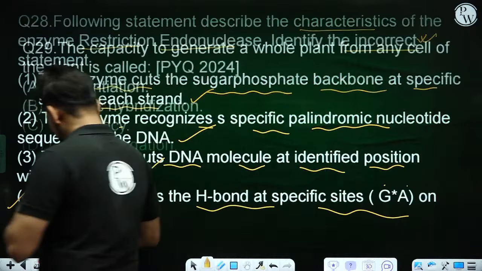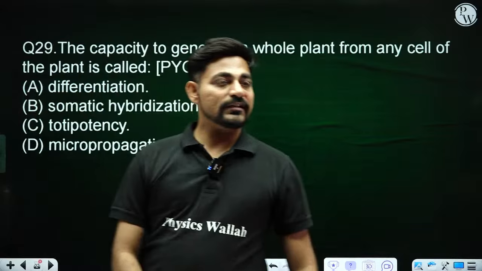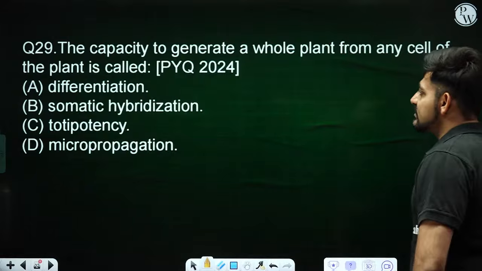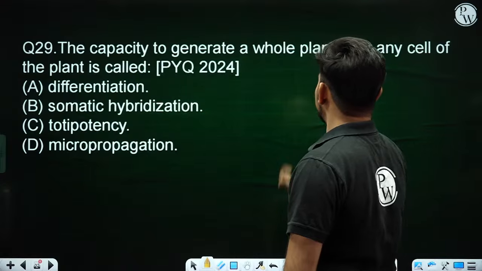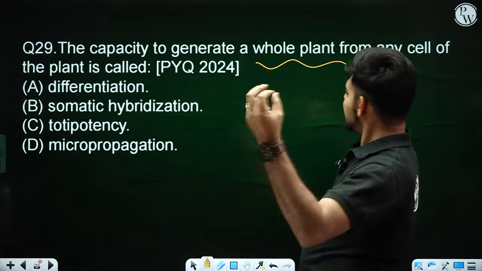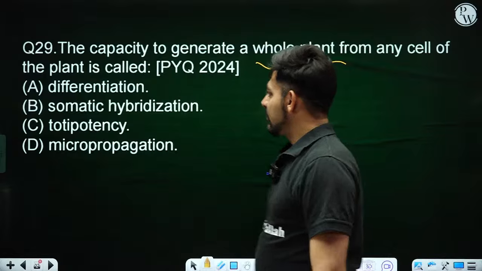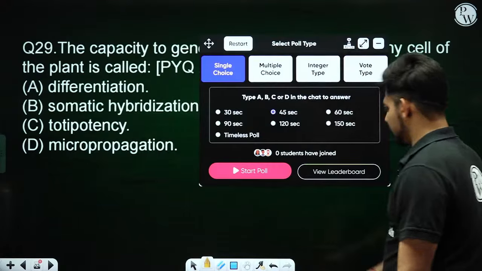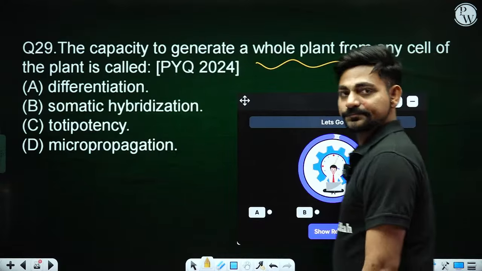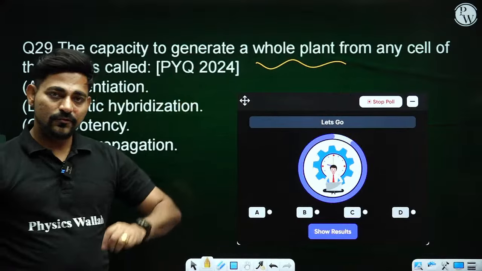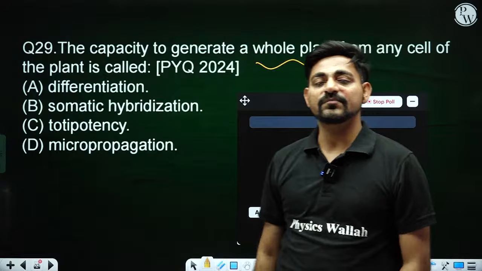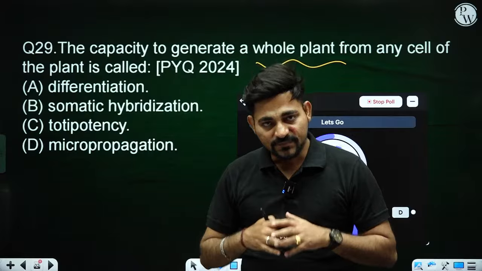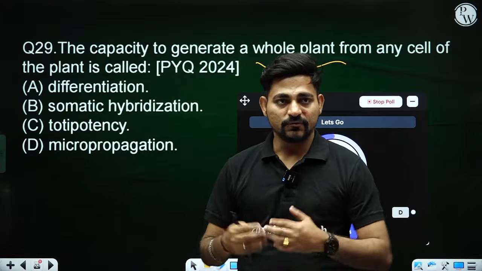Now moving forward to the next question, question number 29. Can you see this question? The capacity to generate a whole plant from any single cell of the plant is called differentiation, somatic hybridization, totipotency, or micropropagation. What do you think? What will be the answer? If you have only one single cell of a plant, by utilizing plant tissue culture technique, from that single cell you can produce a whole plant body. So what do you call that?